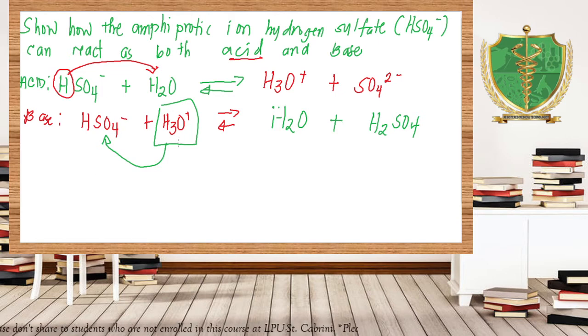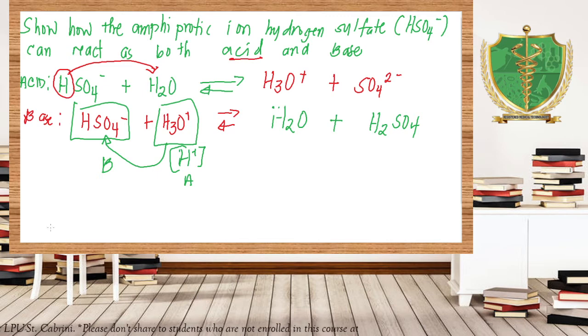In that case, if hydronium ion gives proton, then this is our acid. And this is our base. Bakit? Siya yung nag-accept ng ating proton. So we have here water and sulfuric acid. In other words, the reaction between sulfuric acid and water will give us hydrogen sulfate ion and our hydronium ion.